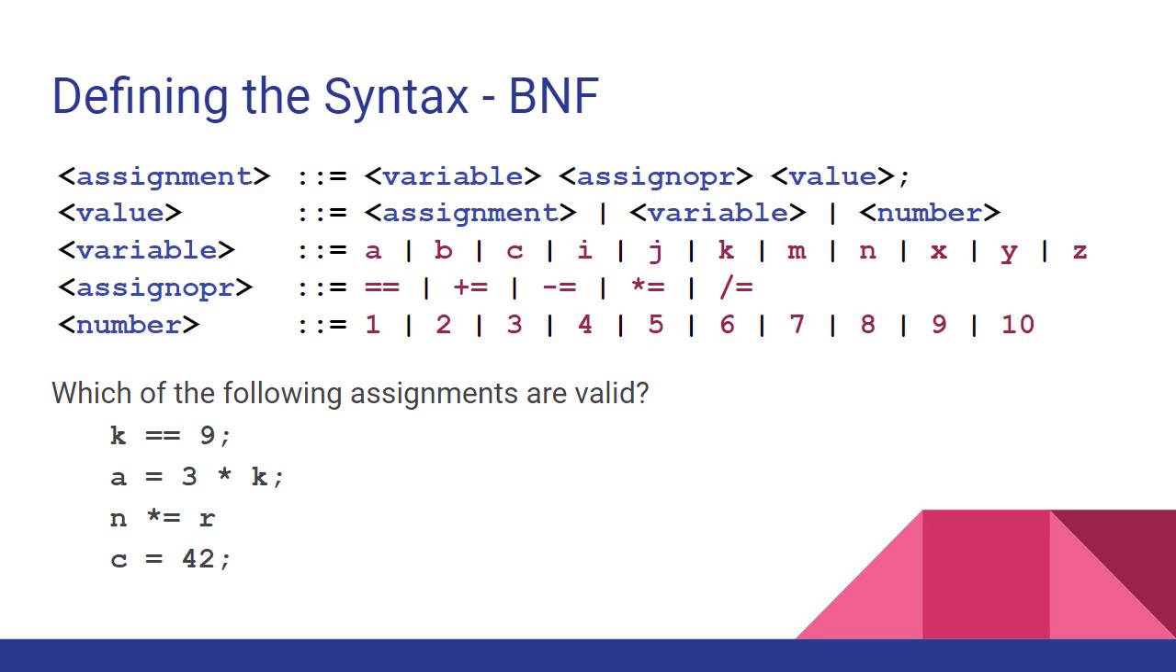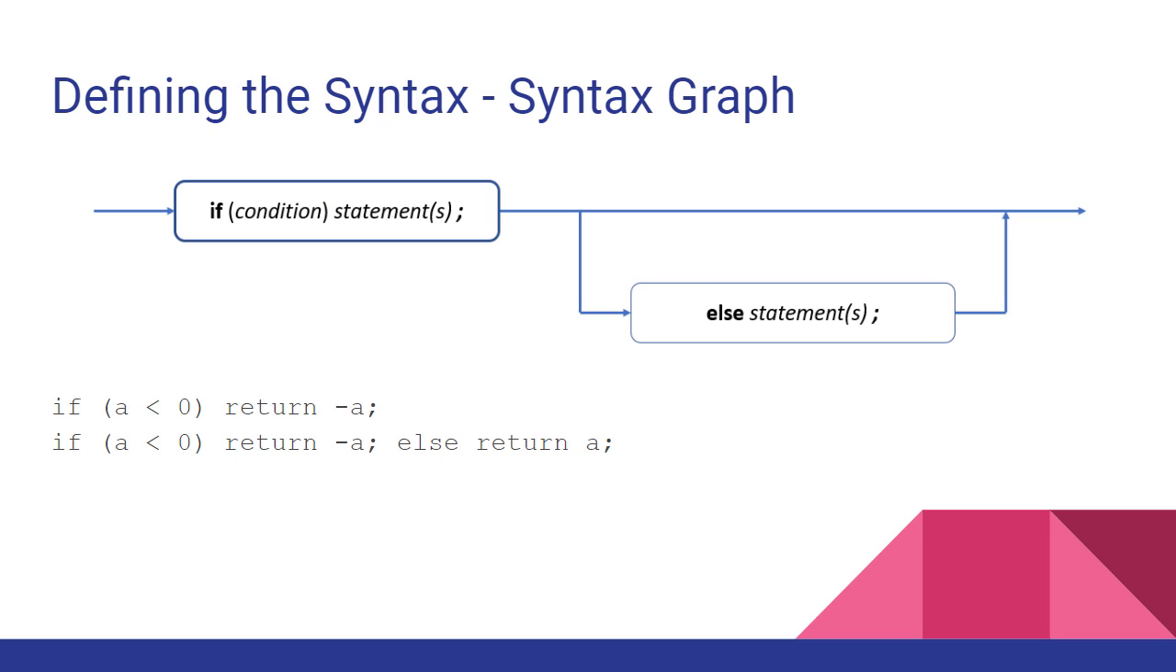And then finally, we have C equals 42. Again, the single equal sign is not a valid assignment operator, so that's an invalid syntax. Now, another way to define syntax is with a syntax graph.